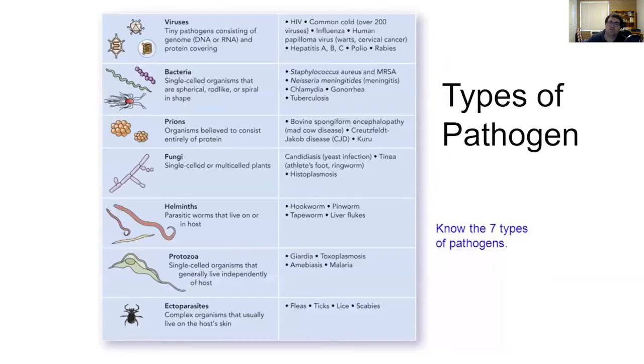So we have multiple different types of pathogens, and there's 7 main types you need to focus on, although I do have a couple of additional ones in my lesson materials which you can find on Moodle, which are a bit more focused on plants.